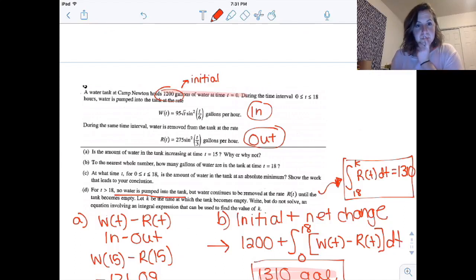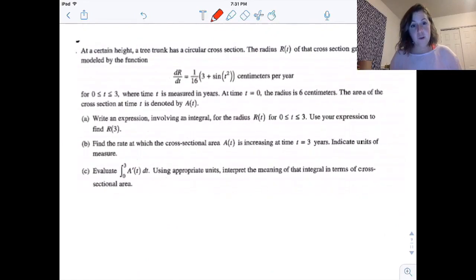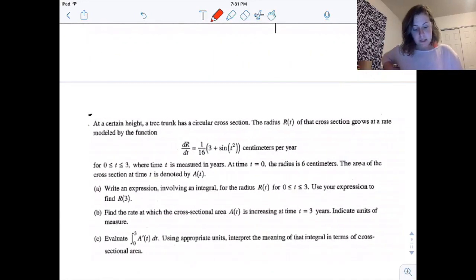Okay, let's look at another one. So this next one is talking about cross sections of a tree. At a certain height, a tree trunk has a circular cross section. The radius of that cross section grows at a rate modeled by this function. So this is the rate at which my cross section's radius is changing. Already I see at t equals 0, r is 6. So this is my initial.